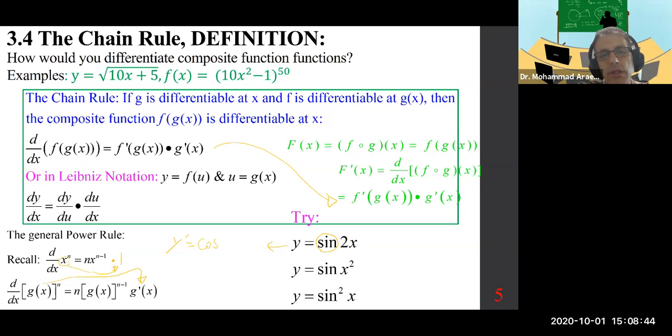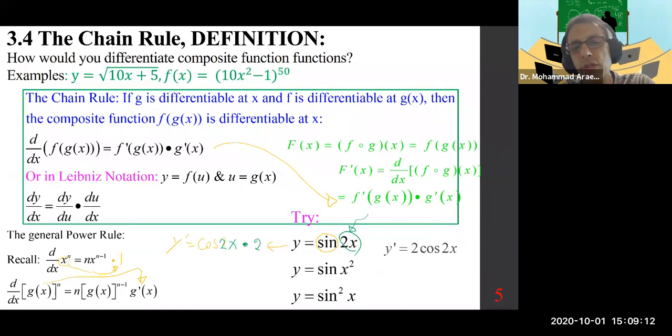Now, the argument is 2x, so I'm going to write it. So far, nothing new. Sine, the derivative is cosine. Now, what is the derivative of 2x? Because it is no longer x, it's 2. So you write that, and of course you bring the 2 in front. So I hope you see how this one is done.